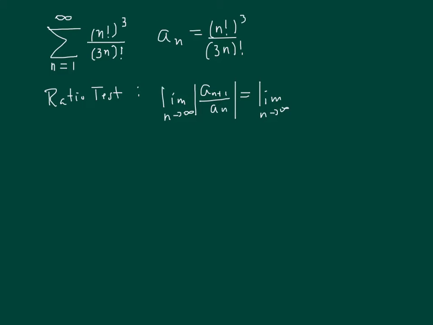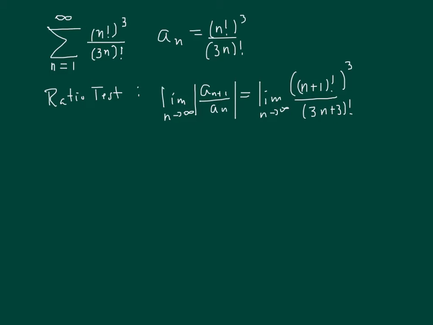A sub n plus 1 is just found by replacing n by n plus 1 here, and doing that we end up with (n plus 1) factorial all cubed divided by (3n plus 3) factorial. That's because if n is replaced by n plus 1, this expression becomes 3 times the quantity n plus 1, that's 3n plus 3.